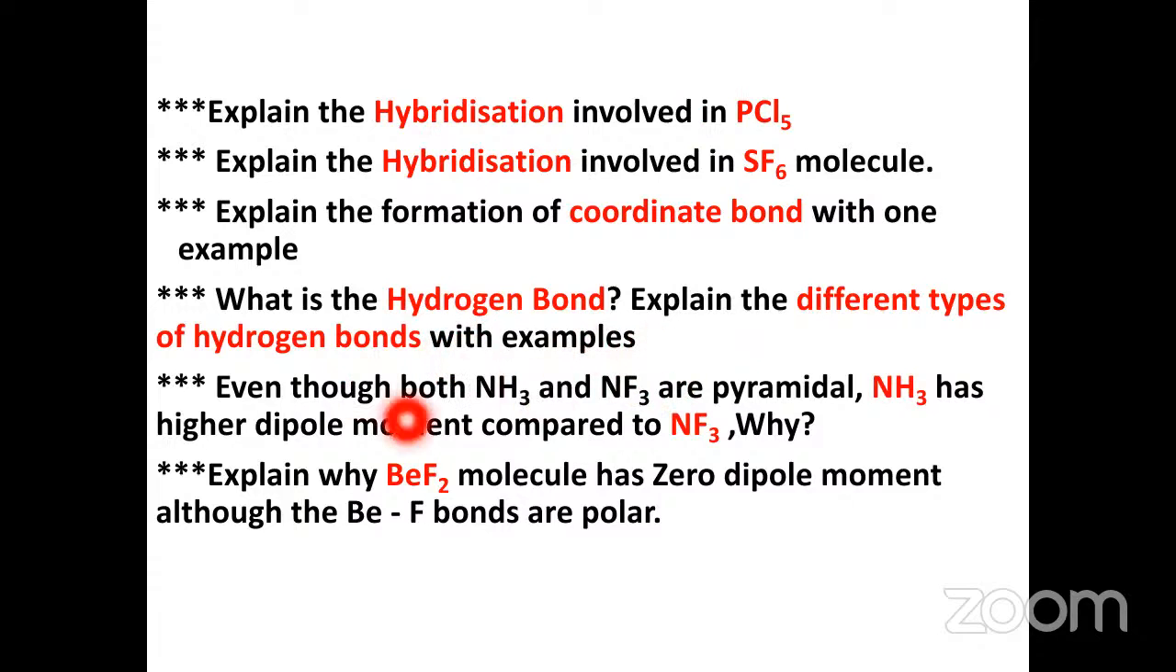And next question, even though both NH3 and NF3 are pyramidal, NH3 has higher dipole moment compared to NF3. Why? And next, explain why BeF2 molecule has zero dipole moment, although the Be-F bonds are polar. These are the most important questions regarding this chapter for IPE.